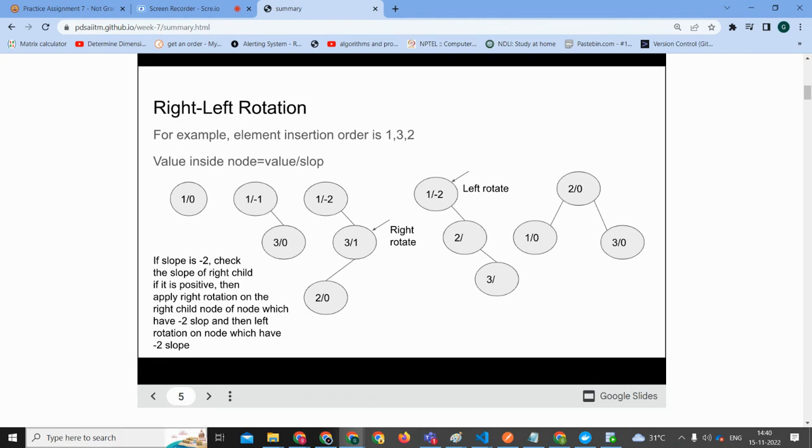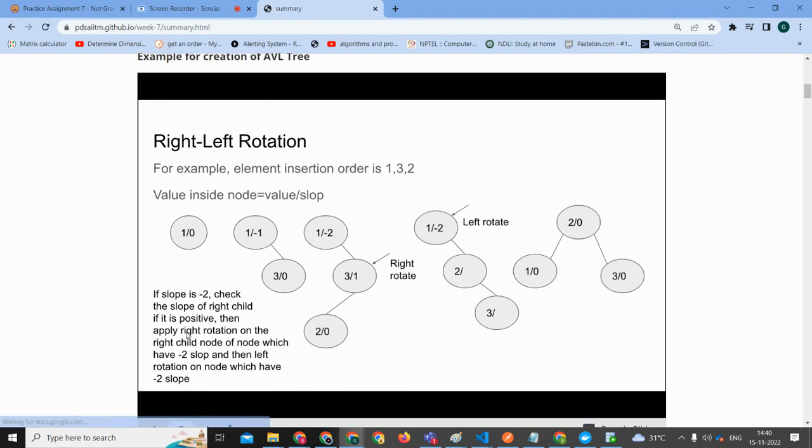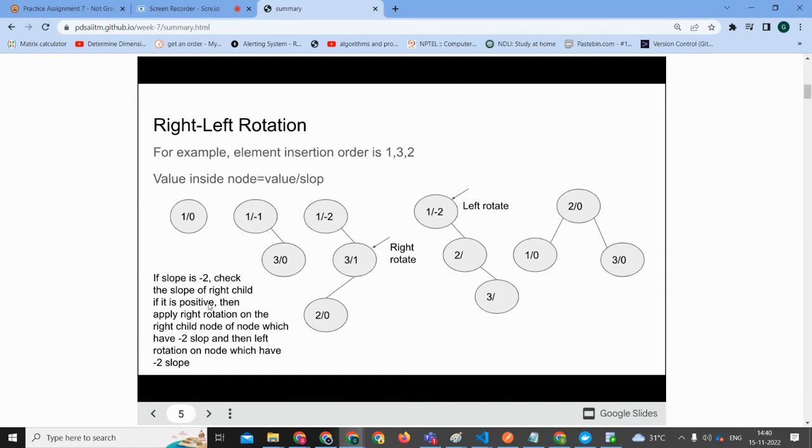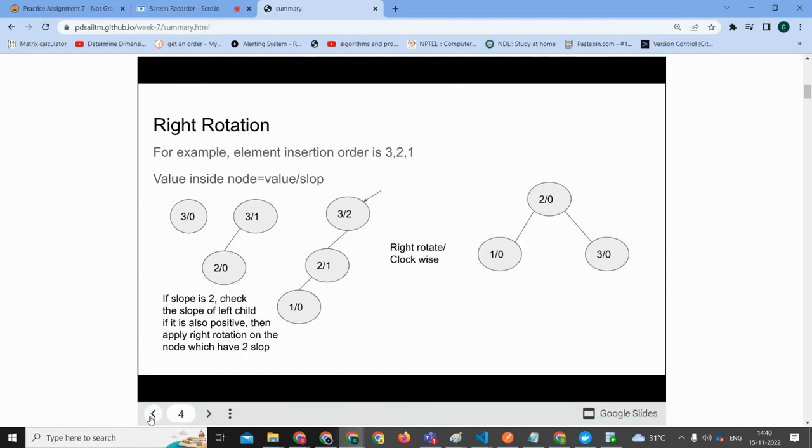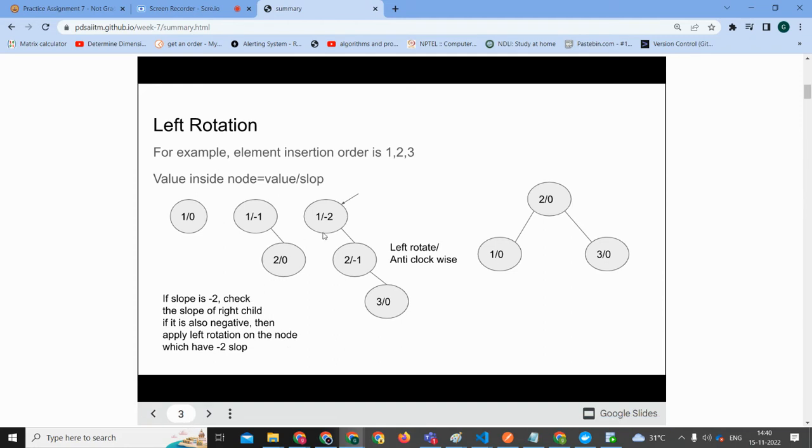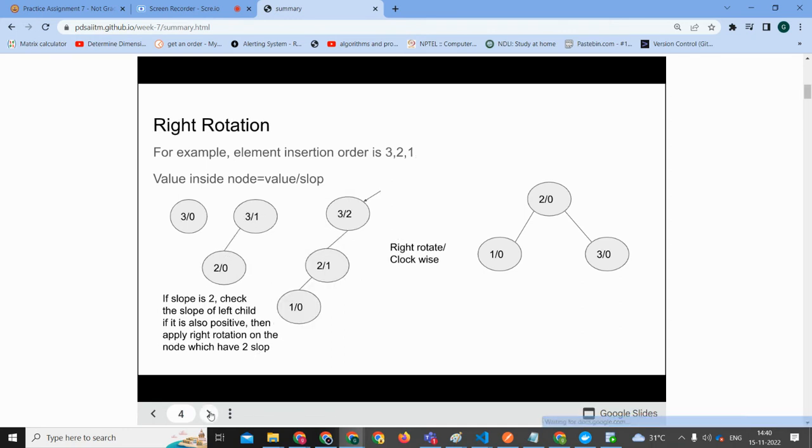So we saw the left rotation, and I'll show you the right rotation. As we saw, if 1, 2, 3 are here, these are all the weights, and we did a left rotation, correct? Now if we had 3, 2, 1, then 1 will be on the left, 2 in the center, and 3 on the right. The slopes are 2, 1, 0. So we do a right rotation: you take the parent, 2 gets promoted and 3 will come to the right. Got it?